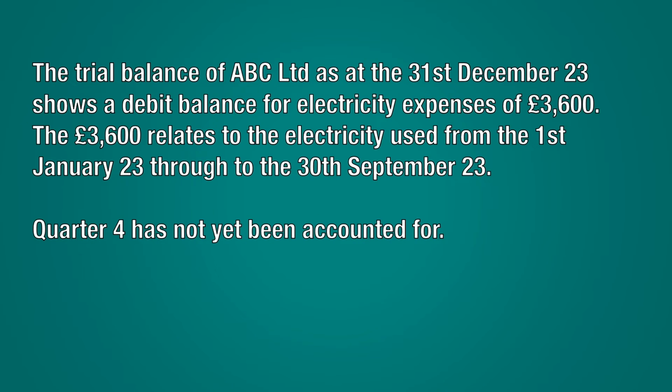The trial balance of ABC Limited as at the 31st of December 2023 shows a debit balance for electricity expense of £3,600. This relates to the electricity provided from the 1st of January 2023 through to the 30th of September 2023. Quarter 4 has not yet been accounted for. So you can see here that we have a problem. No expenses have been recorded for the last quarter of 2023 in relation to electricity. Let's have a look at how we record this in our accounts.